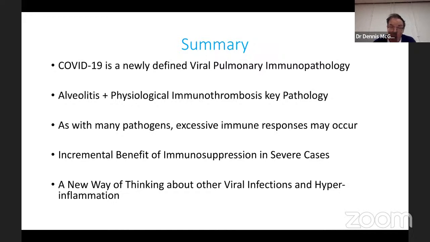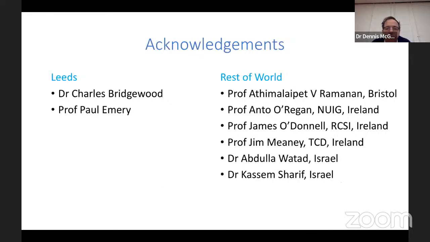There has been an incremental benefit of immunosuppression in SARS-CoV-2, with many negative phase 3 studies. And what I've been trying to do is to set the scene for giving you guys a new way of thinking about viral hemorrhagic disease and hyperinflammation and the merits or otherwise of coming in with immunosuppression.